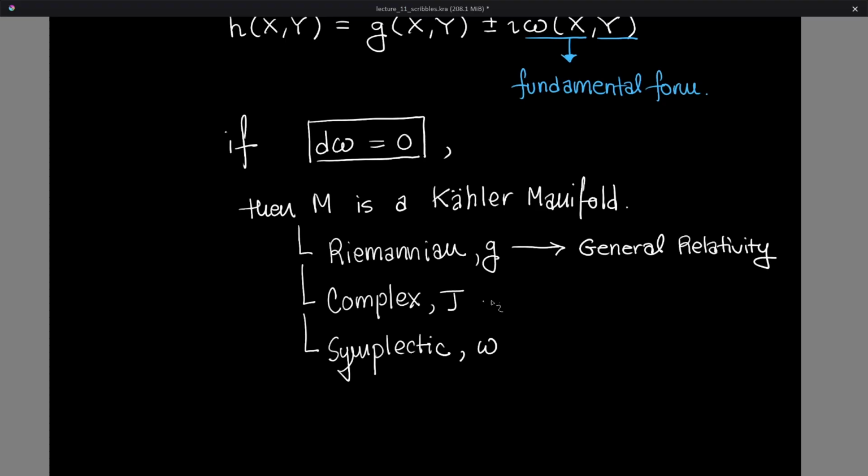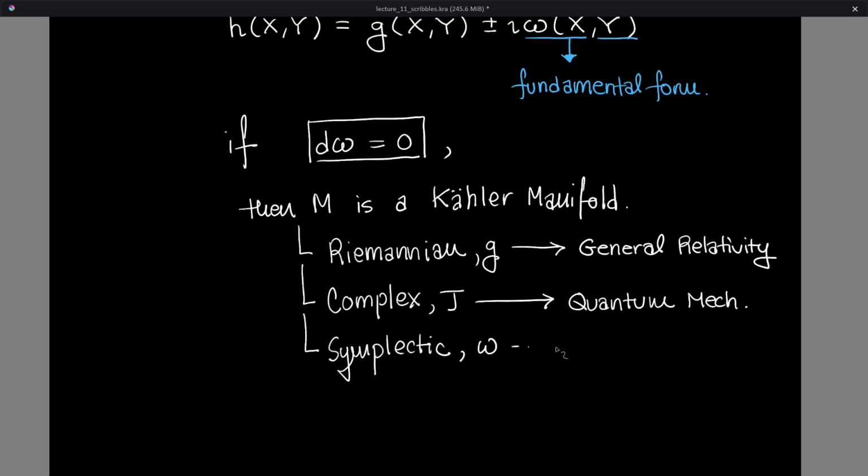You have the complex structure J and it's the compatibility with the complex structure J, and especially the Hermitian inner product that we defined is the inner product on the Hilbert space. So this gives us a link to quantum mechanics, which requires fundamentally complex numbers.